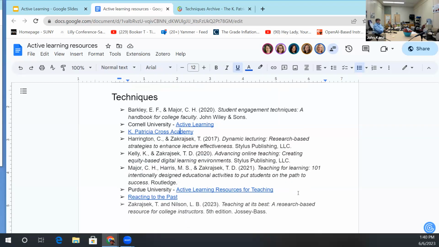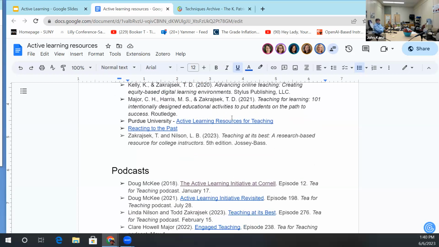But that's a really good book. It's probably the most active learning techniques I've seen anywhere, and described really well. Another really nice collection of active learning techniques is at Purdue. This is a link to the Reacting to the Past website that I mentioned, where you can find those interactive role-playing type activities.